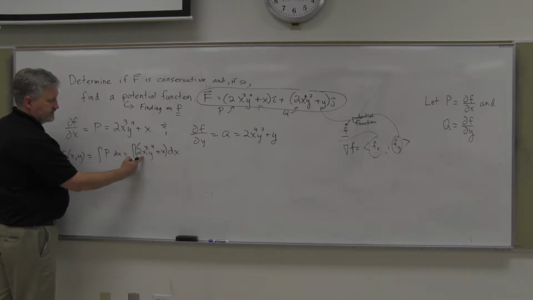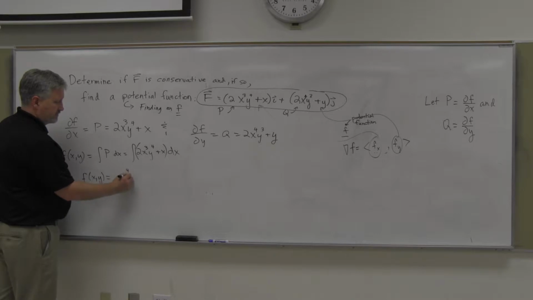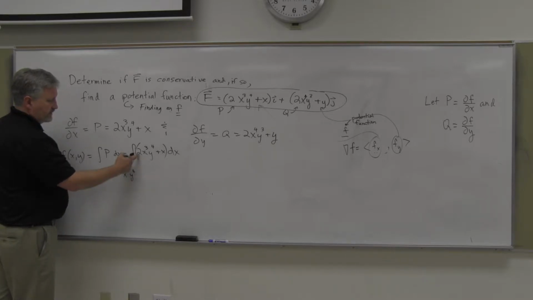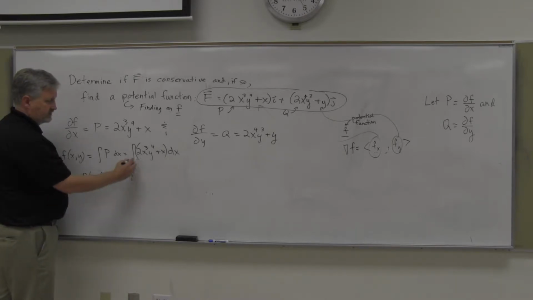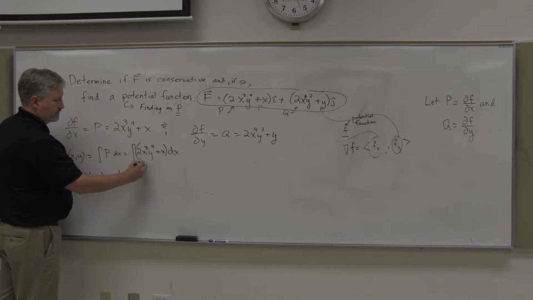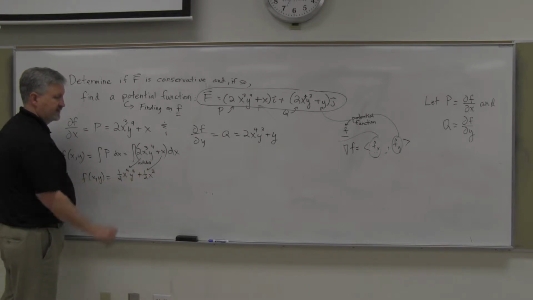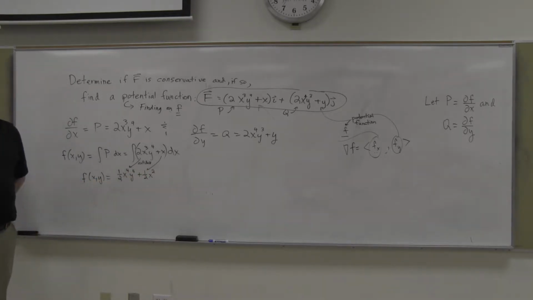So this would just be the antiderivative of that with respect to x, power rule. The new power would be x to the fourth. Y is fixed. We divide that 2 by 4, so it's just 1/2. Get me there? Just antiderivative. And then plus x, so that'd be plus 1/2 x squared. Now, indefinites. We usually add plus c.